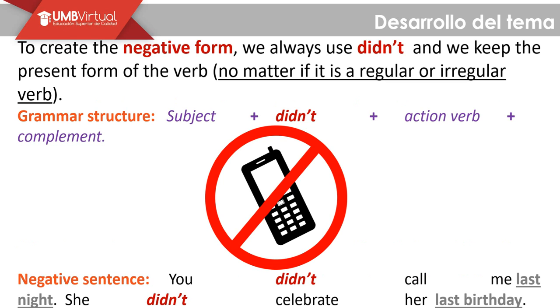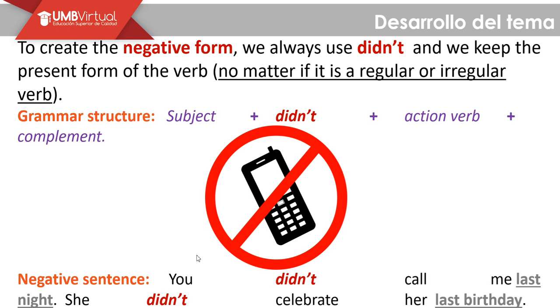Entonces tenemos aquí la estructura gramatical. En el caso previo vimos dos oraciones positivas. En este hay una negativa, donde el didn't señala que esa oración está negando cierta información. So, you didn't call me last night. She didn't celebrate her last birthday.